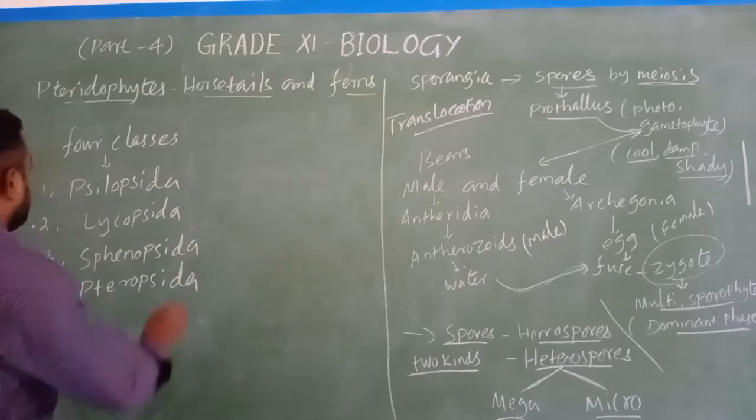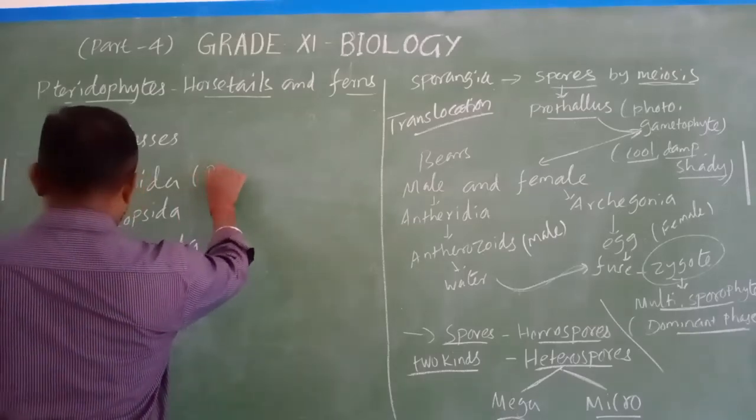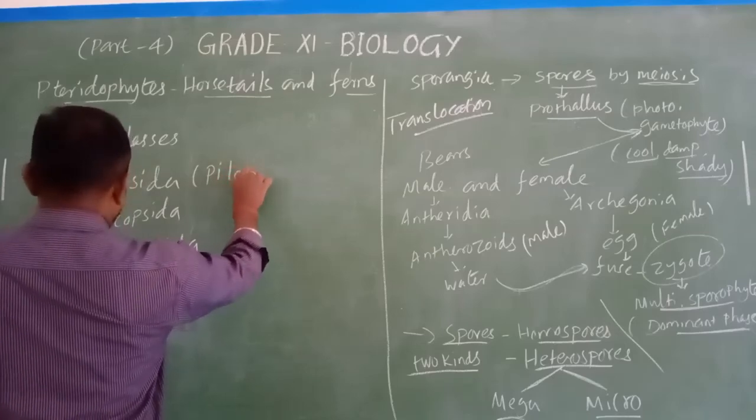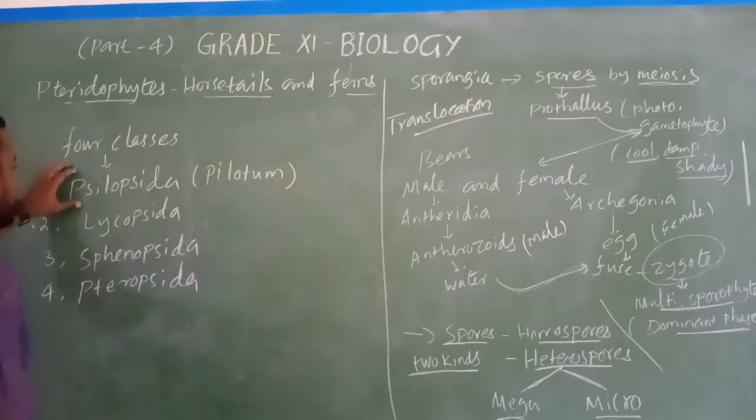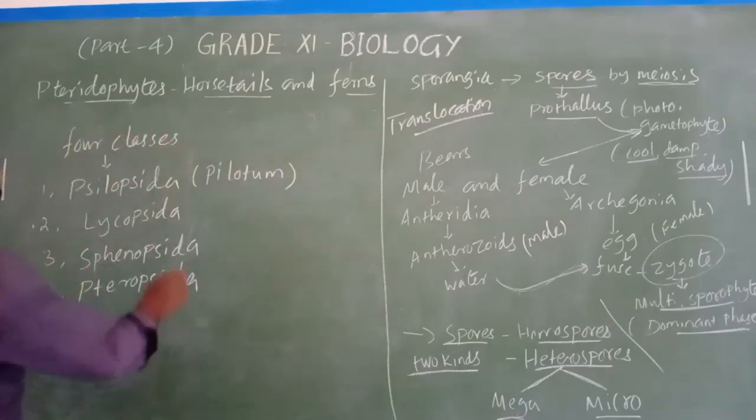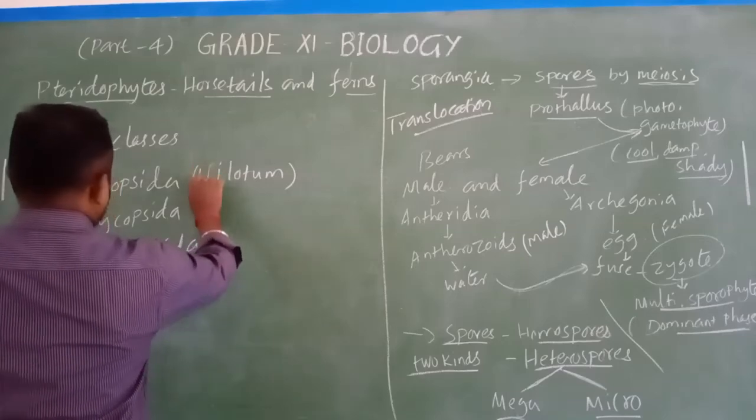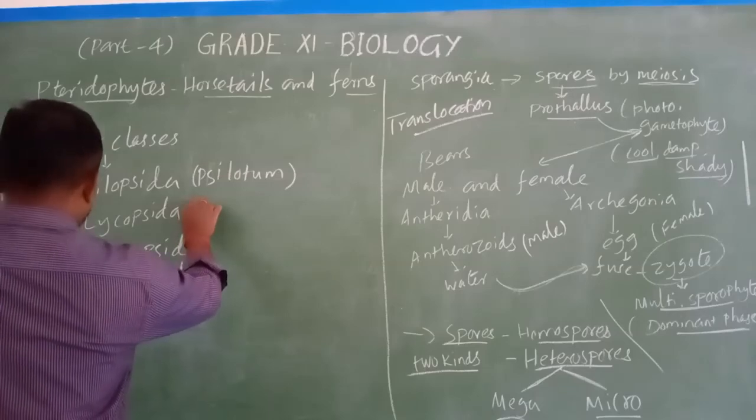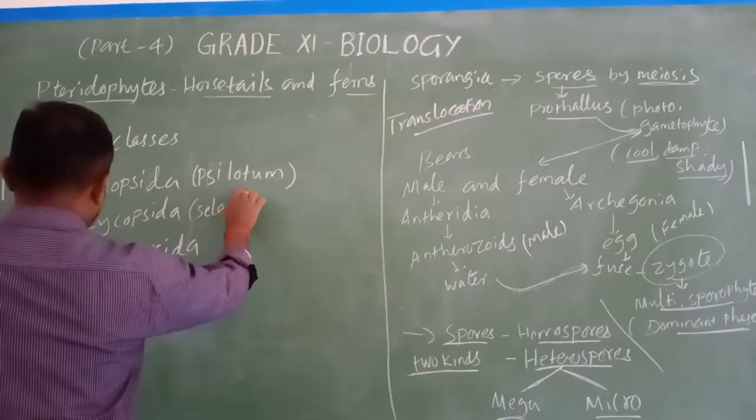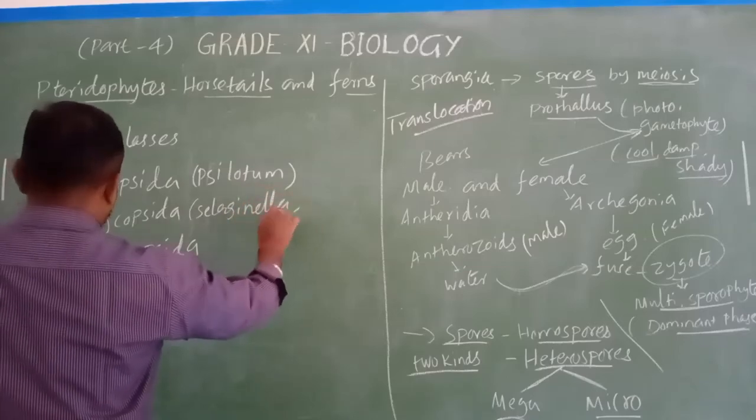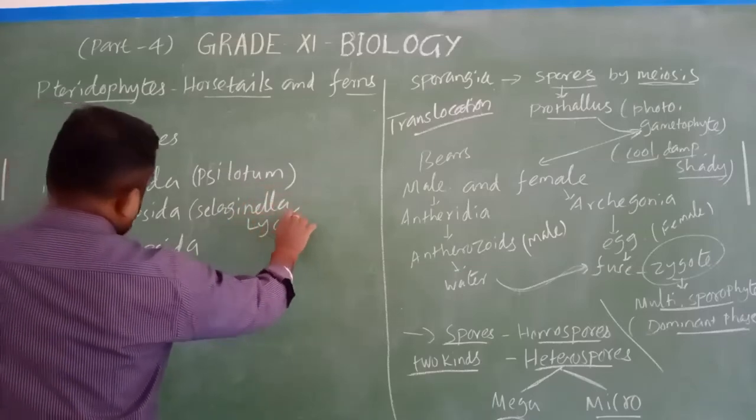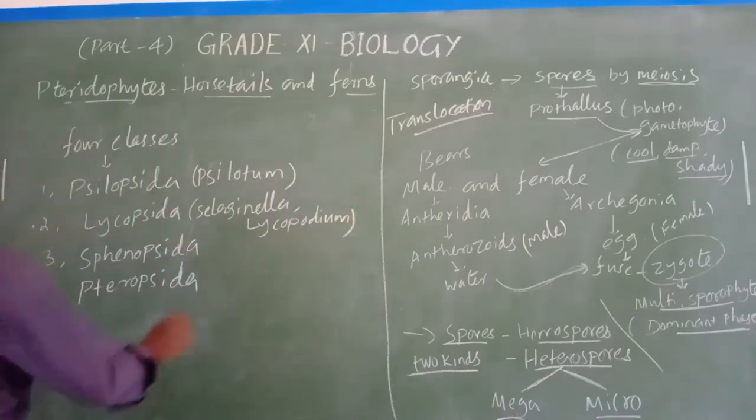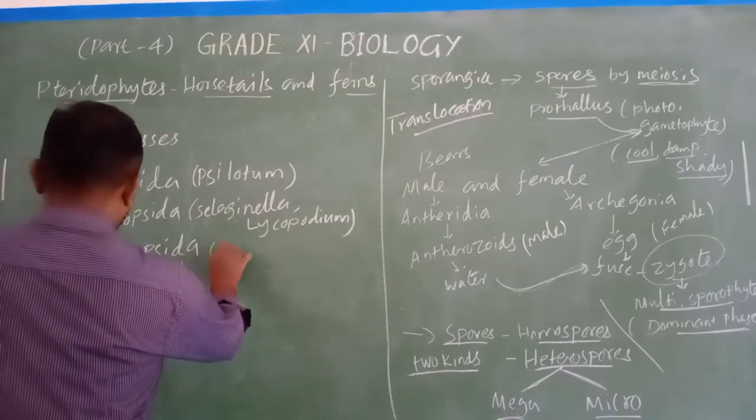We have 4 classes. Coelopsida is one class, and its example is Coelotum. The next one, Selaginella and Lycopodium. Lycopodium is an example for Lycopsida. Then Sphenopsida, example Equisetum.